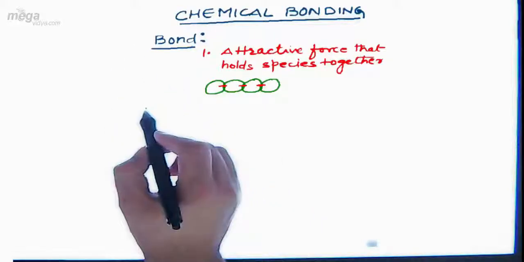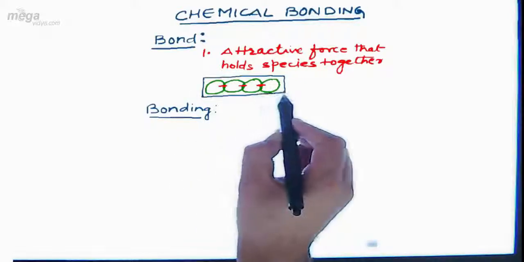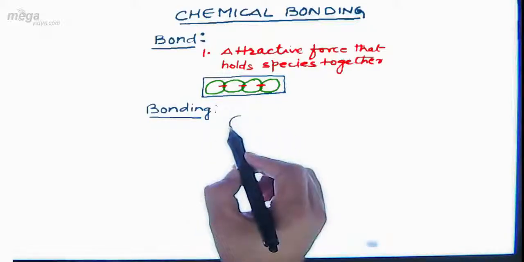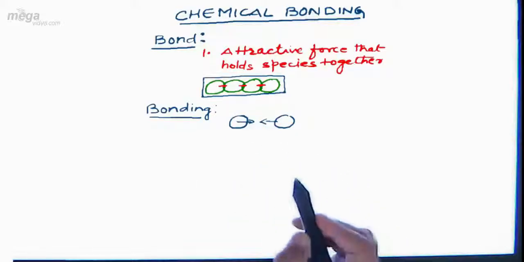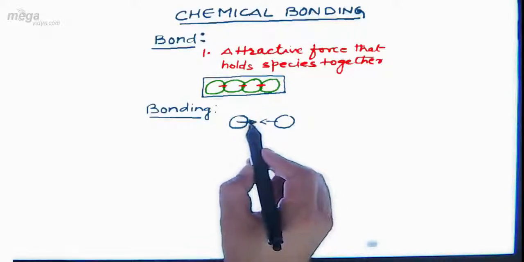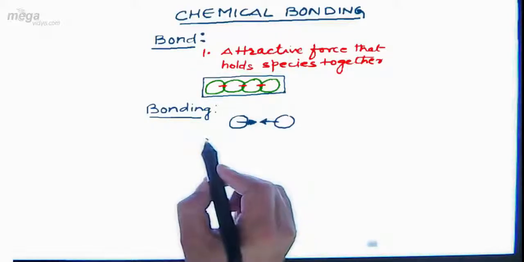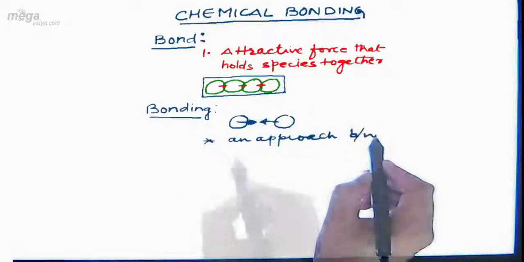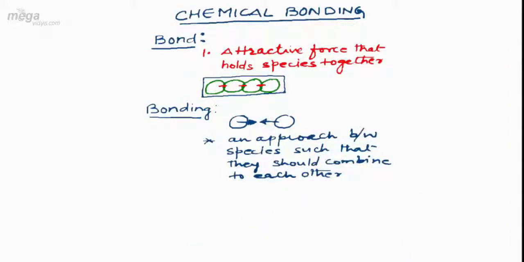Going ahead, we have now another word, bonding. As we are observing in this example that the species are held to each other, that means firstly the atoms or the species approach each other and then they are bound to each other through a force which we call a bond. So for the formation of a bond, the species should be approaching each other. Bonding is the phenomenon which signifies the approach of the particles or the species towards each other for bonding with each other. So now bonding can be explained as an approach between species such that they combine to each other.